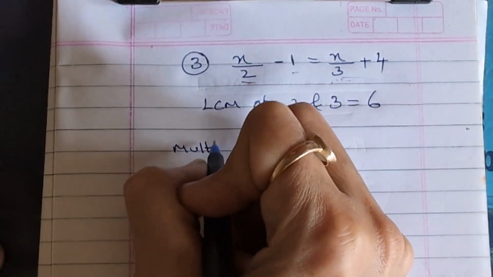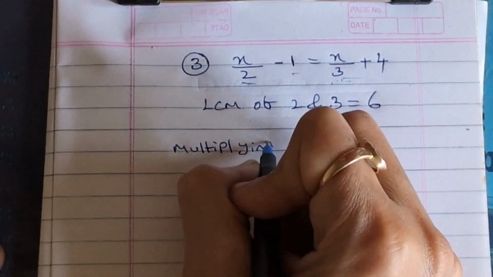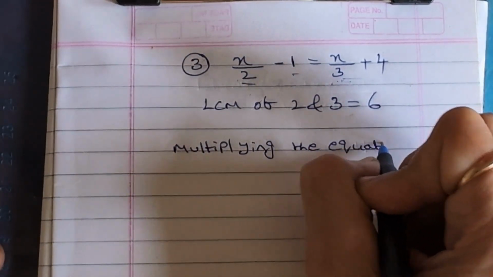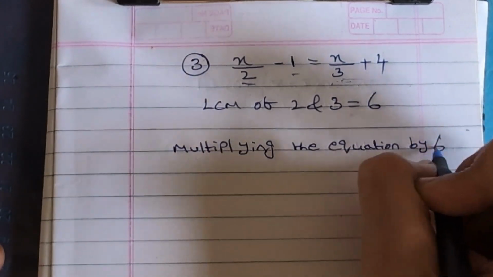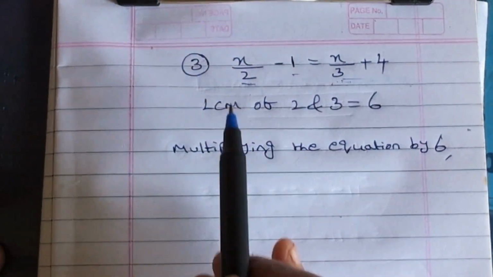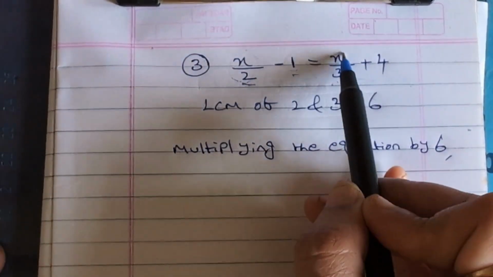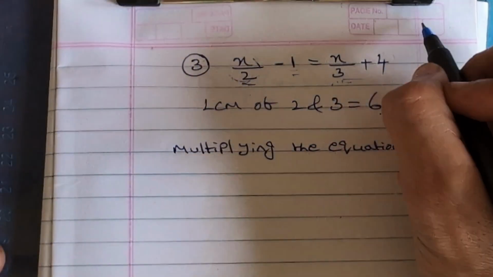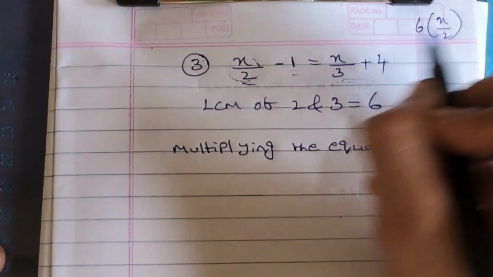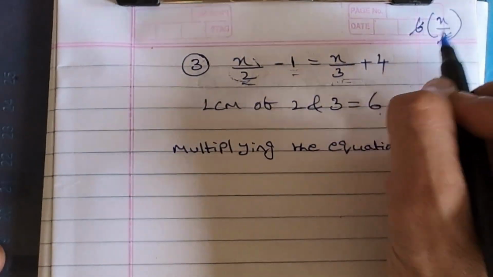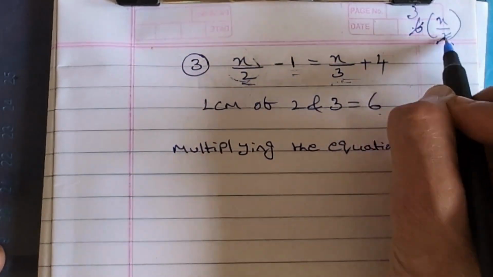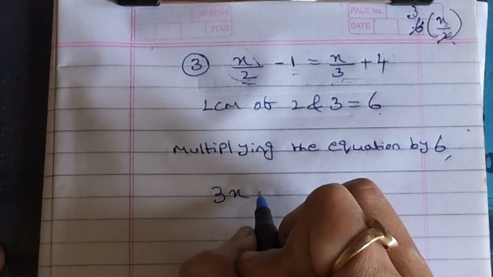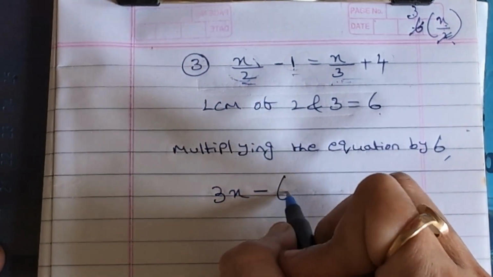So multiplying, just write multiplying the equation by 6. Now multiplying the equation means we have to multiply each and every term of the equation by 6. Now 6 into x by 2. First term is 6 into x by 2, so this will get eliminated. 6 and 2 will cancel. 6 by 2 is 3, so it is 3x. So first term will be 3x minus 6 into 1, 6.